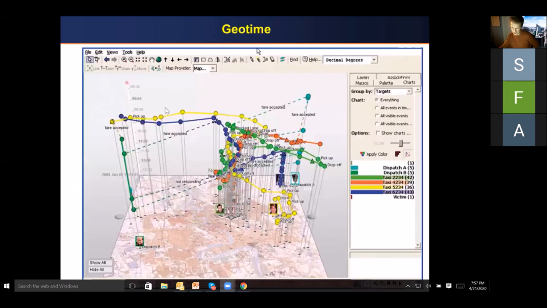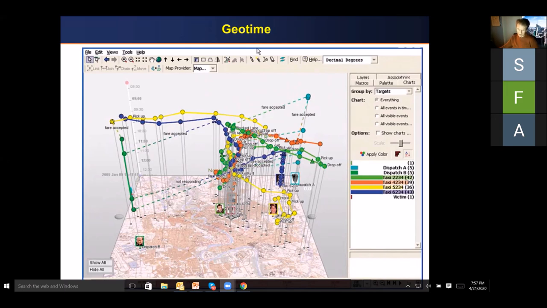Then this is another picture of it that I found. I forget what it is, but anyway, it's another picture. You can compare different time sequences, the yellow, the green, and the blue, and how they behaved over different geolocations. I think these are different people.